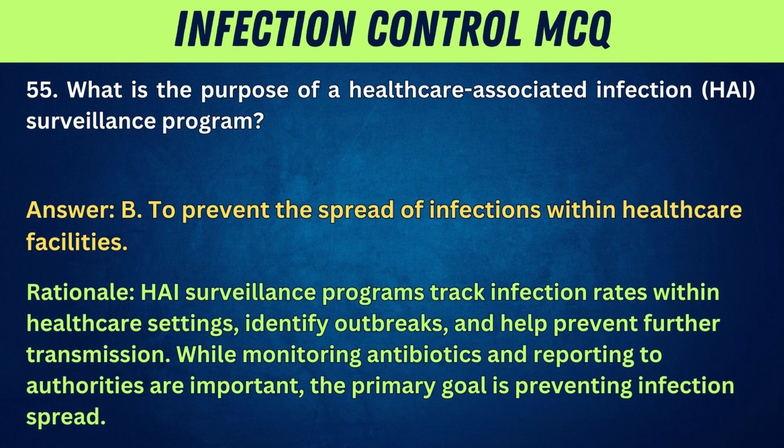Answer: B. To prevent the spread of infections within healthcare facilities. Rationale: HAI surveillance programs track infection rates within healthcare settings, identify outbreaks, and help prevent further transmission. While monitoring antibiotics and reporting to authorities are important, the primary goal is preventing infection spread.